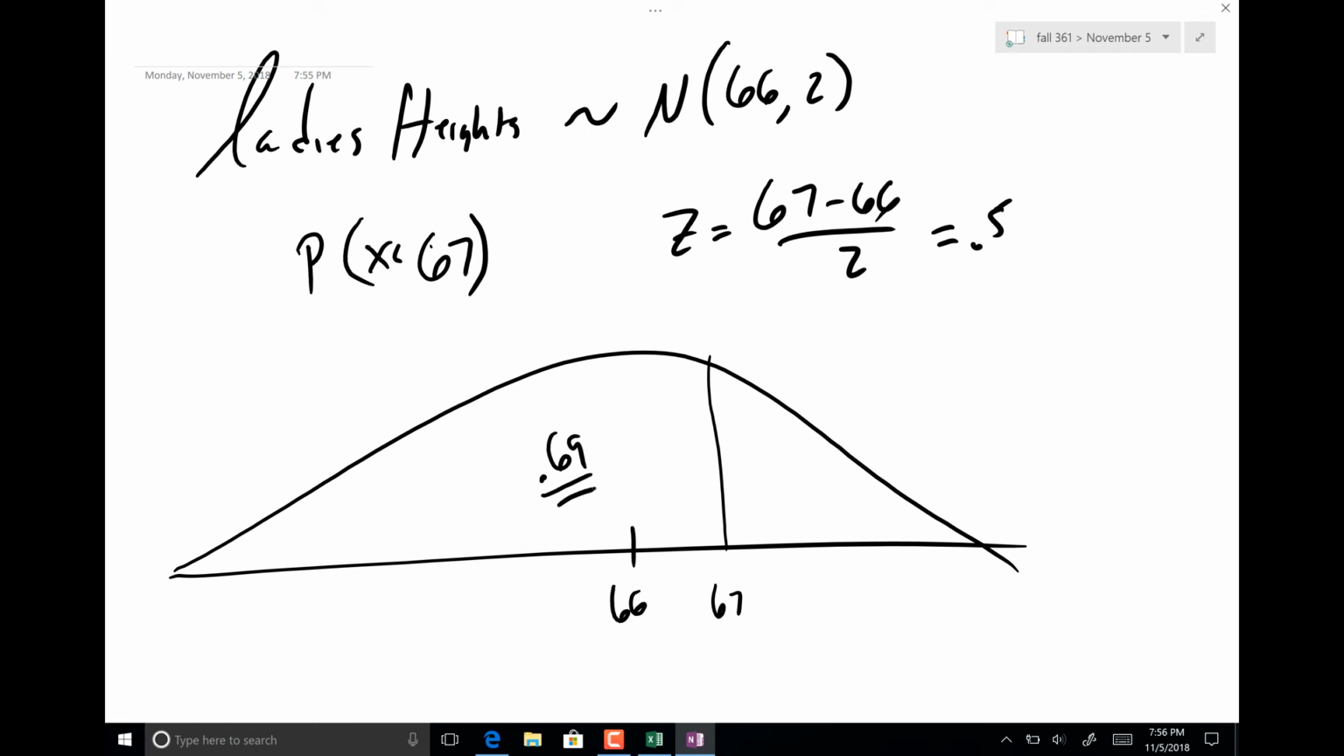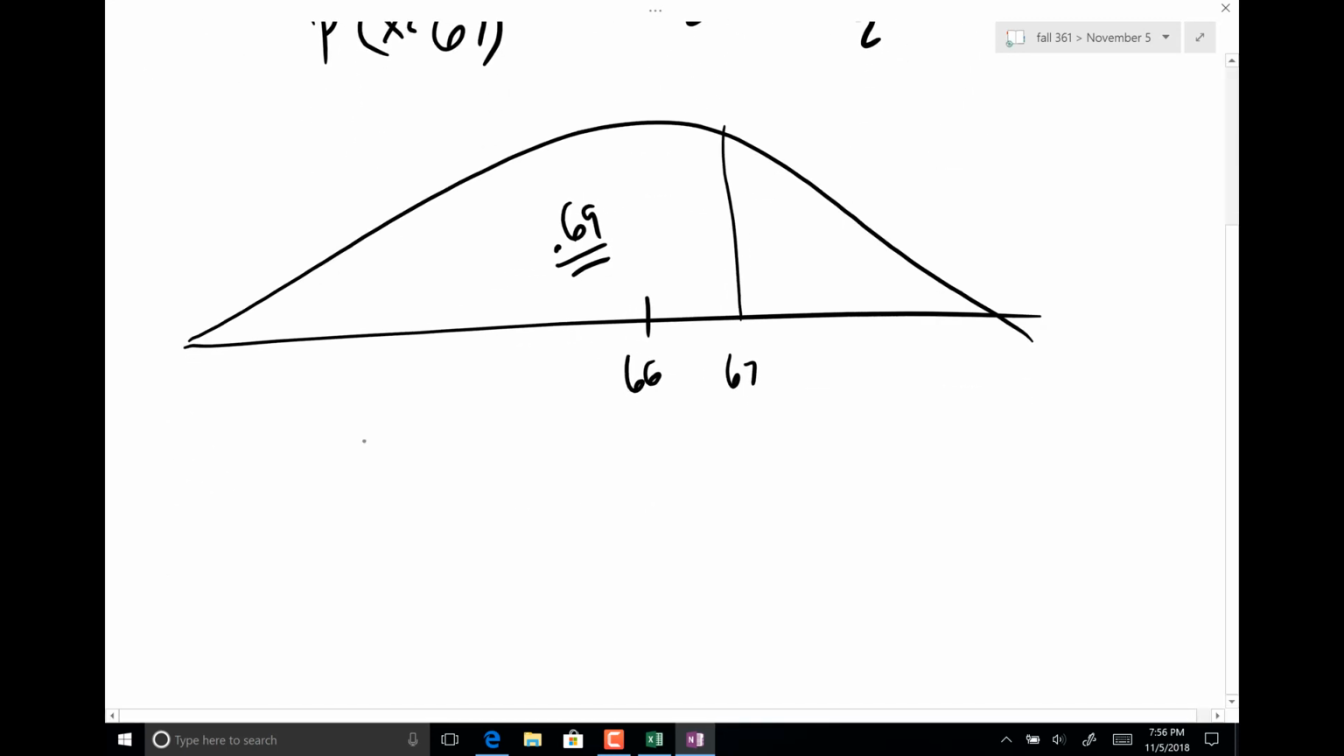You're like, well, hey, that's a lot. It is a lot. Well, I'm not even that tall. No, you're not that tall. But you're taller than average by a considerable amount, yes? Now, what do we call this when I tell you that 69% of the population is less than you? What do we call that?